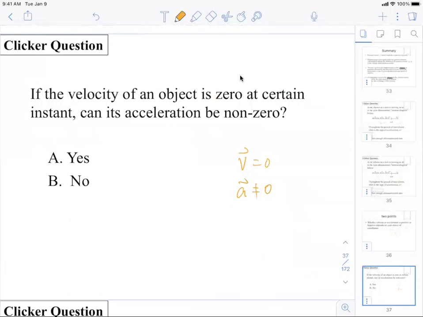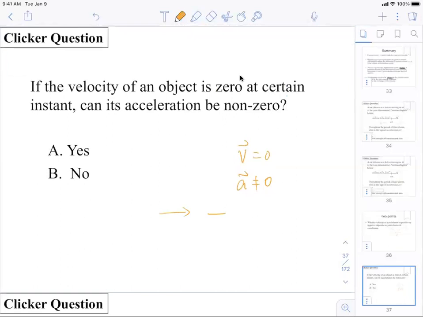We don't have time to vote, so I just want you to share a thought or two. When v is 0, can a be non-zero? Is it possible? Yes, it is possible. Can you give me an example? Something stops. Like you're going in this direction, but someone gives you an acceleration in the opposite direction, and eventually you stop. You come to a stop momentarily, but then the next second you start speeding up in the opposite direction, because you have an acceleration that way.